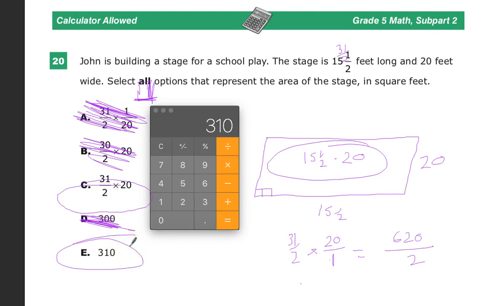The big issue is that I made sure that the ones that I did not pick, I specifically looked to make sure that they were not correct answers, because when it says select all options, they could potentially be correct answers. In this case, they were not. So I can feel pretty solid about the idea that they were not correct and that these are the correct answers.